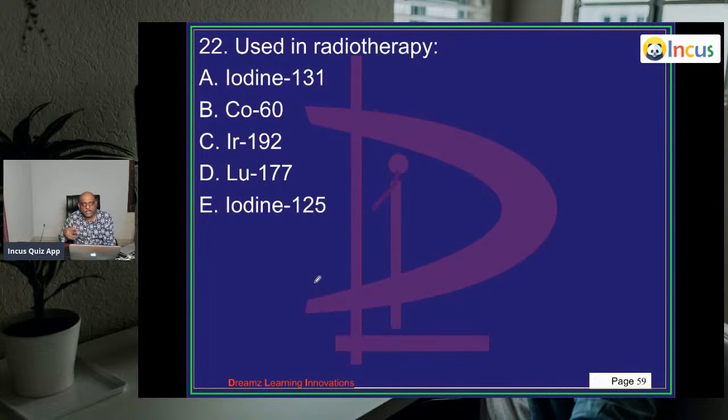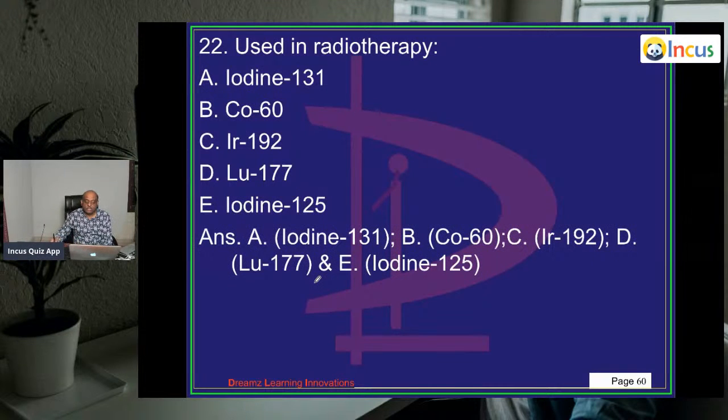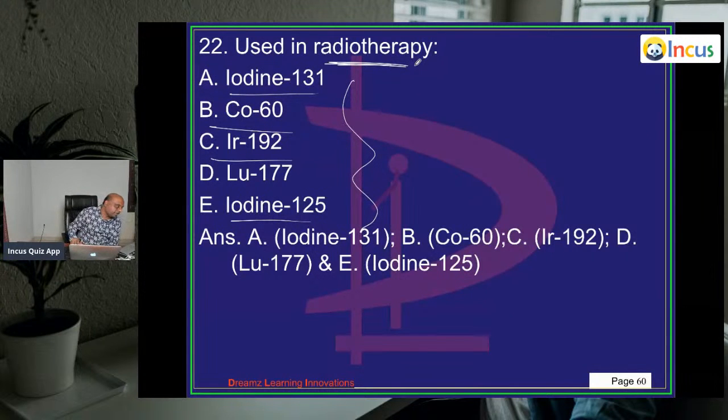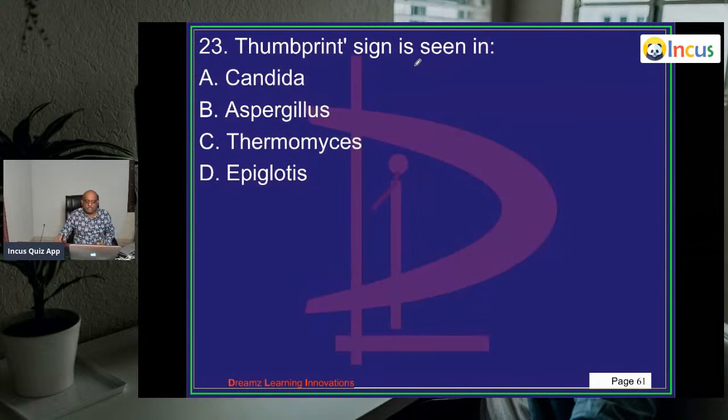So what do you use in radiotherapy? We use I-131, cobalt-60, iridium-192, then iodine-125, all these are used very much in radiotherapy. Once more, among the radionuclides, what do you use for diagnostic, and what for therapeutic? I-129 is diagnostic, I-131 is therapeutic. Thumbprint sign, where do you see that?